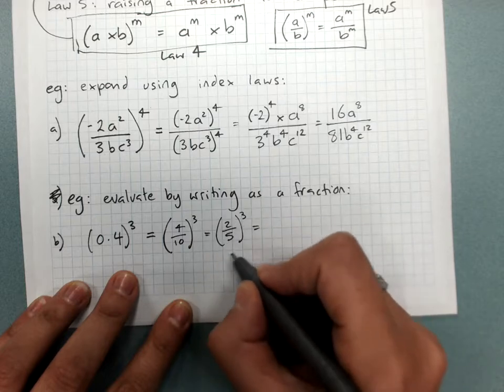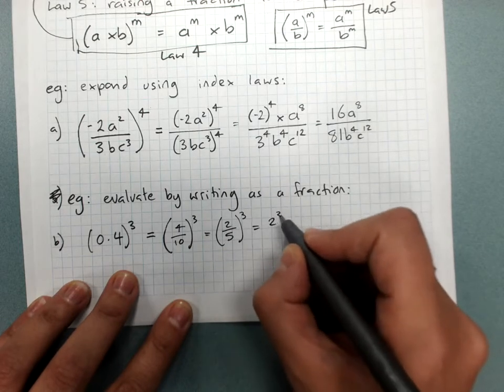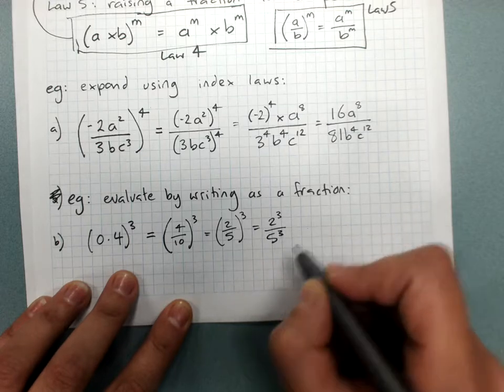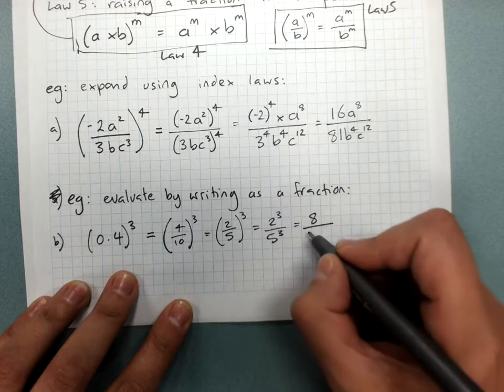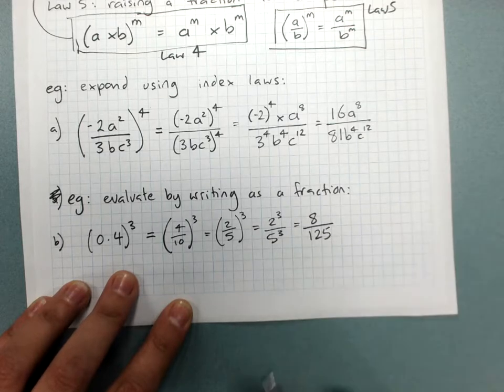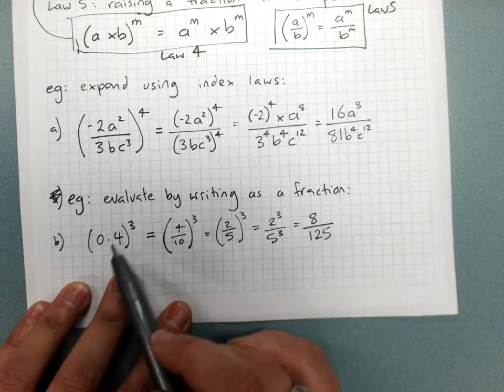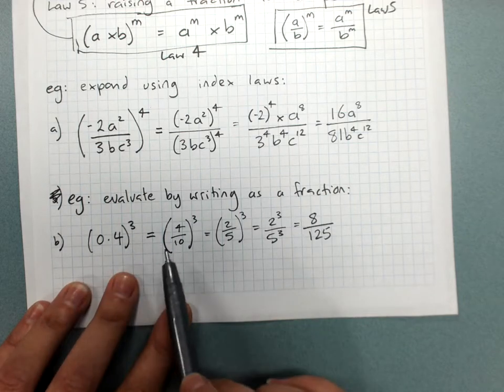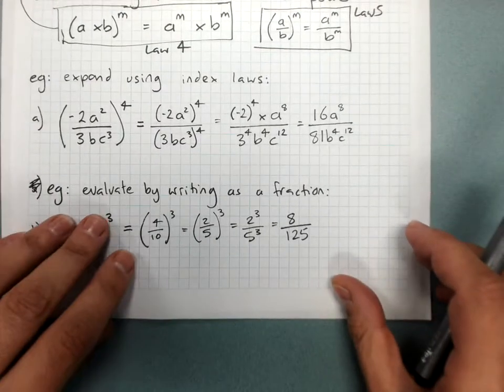And this is a power of a fraction. This will be 2 cubed over 5 cubed. And 2 cubed is easy. It's 8. 5 cubed is easy. It's 125. You've evaluated a decimal to a power much more easily than you would have if you'd left it as a decimal. Cute little application of the index laws.